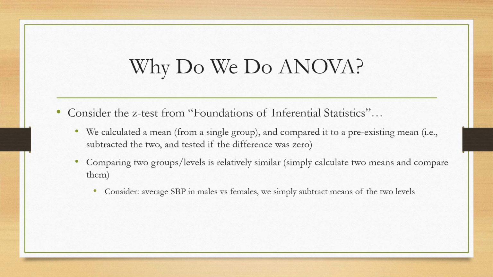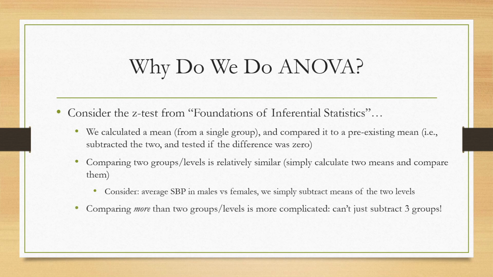So for an example of this, consider we're studying systolic blood pressure, males versus females. Subtract the means of these two levels. Remember, male and female are two levels of the factor sex. So we subtract the means of the two levels from one another. All right, so that's two groups.